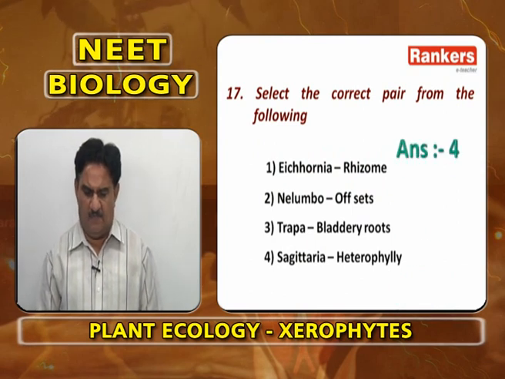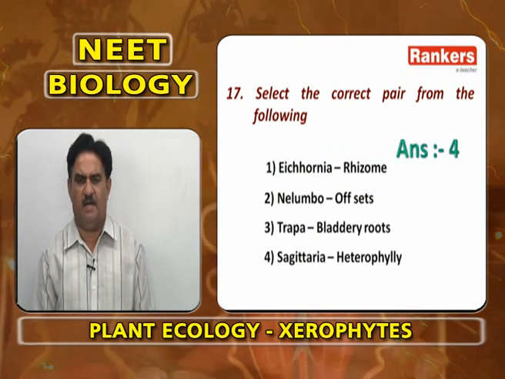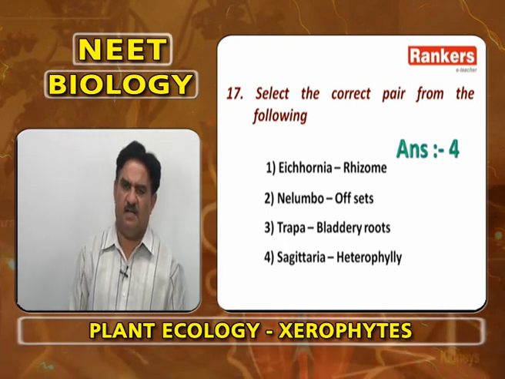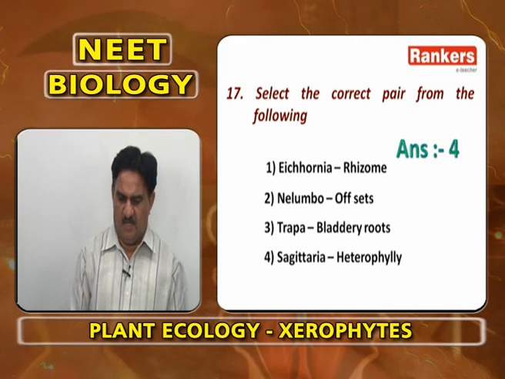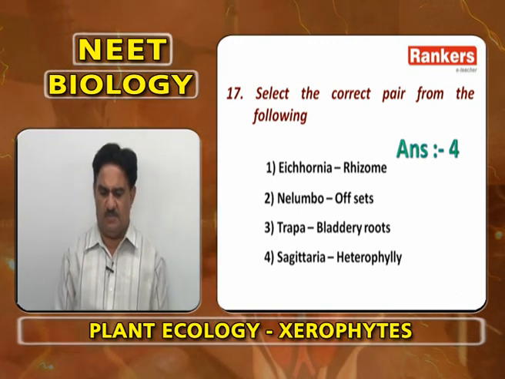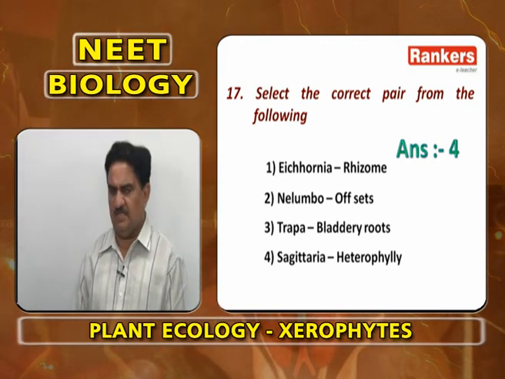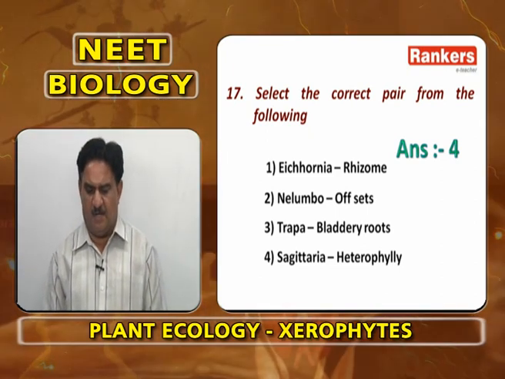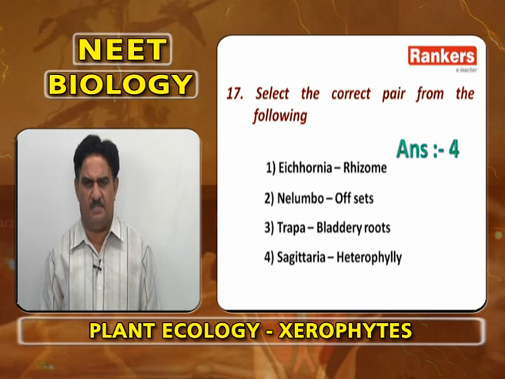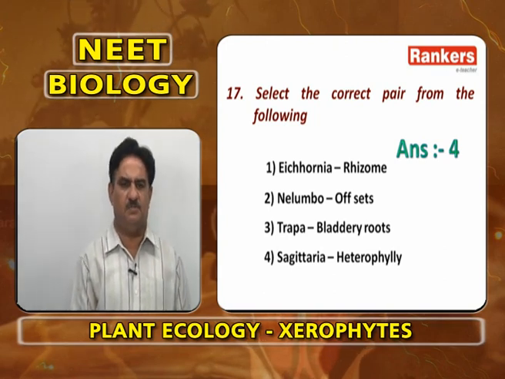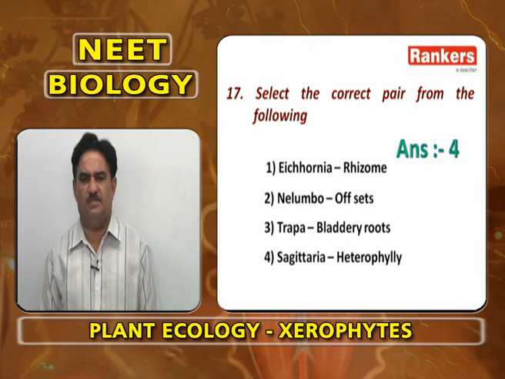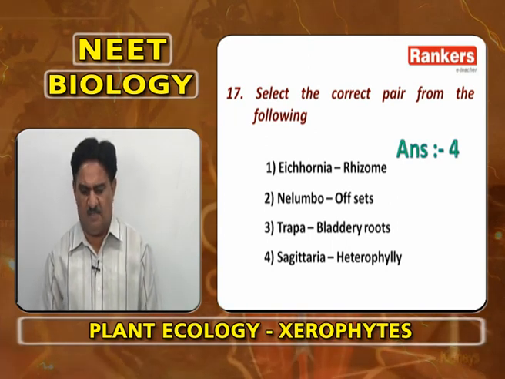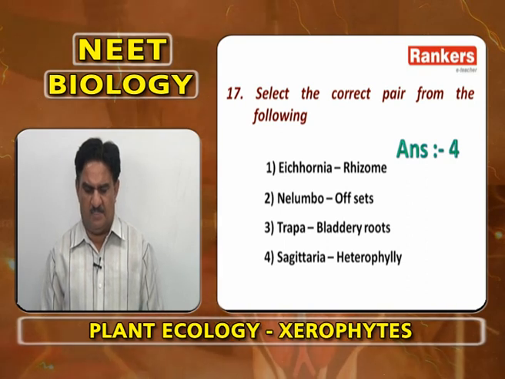Select the correct pair from the following. Eichhornia rhizome is wrong because Eichhornia shows offsets. Nelumbo offsets is wrong. Nelumbo shows rhizome, so it absolutely does not show offsets. Trapa bladdery roots is wrong. Bladdery roots are found in Utricularia. So, Eichhornia rhizome is wrong, Nelumbo offsets is wrong, Trapa bladdery roots is wrong.